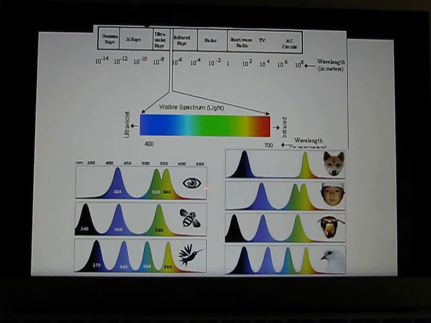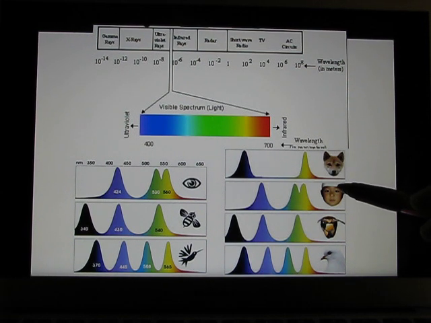We have 3 kinds of cones, and the way it works is like a computer monitor, where each pixel is created by a red pixel, a green pixel, and a blue pixel. They just change the relative intensity of these 3 different colors and give you the whole spectrum of color. So we humans have 3 kinds of cones.